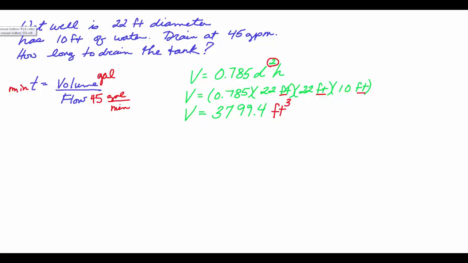What do the units need to be in? They need to be in gallons. In gallons. Okay, so we're going to go ahead and convert. So we've got 3799.4 cubic feet. And for every 1 cubic foot, there are 7.48 gallons.